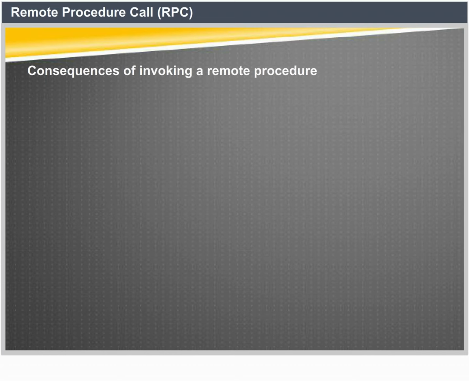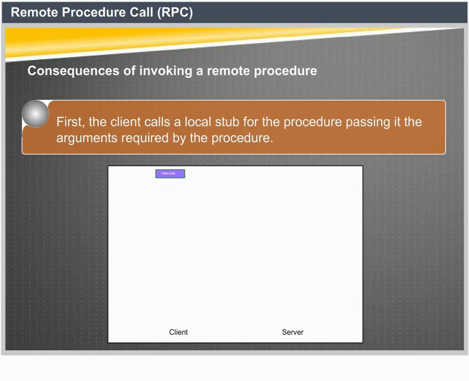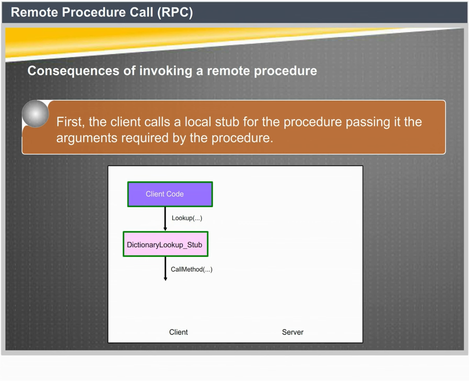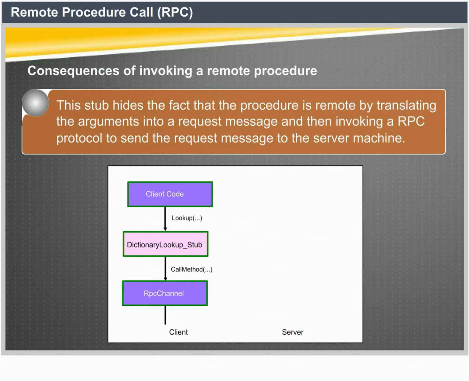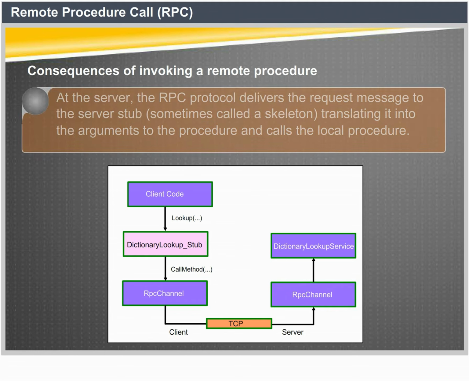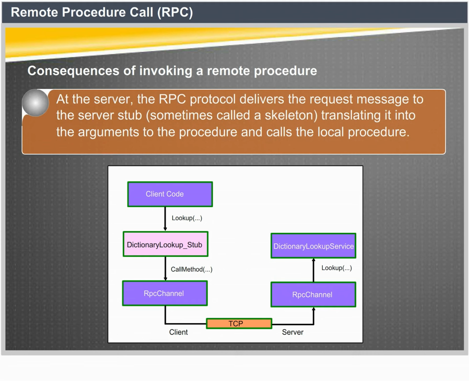What happens when a client invokes a remote procedure? First, the client calls a local stub for the procedure, passing it the arguments required by the procedure. This stub hides the fact that the procedure is remote by translating the arguments into a request message and then invoking an RPC protocol to send the request message to the server machine. At the server, the RPC protocol delivers the request message to the server stub, sometimes called a skeleton, which translates it into the arguments to the procedure and then calls the local procedure.